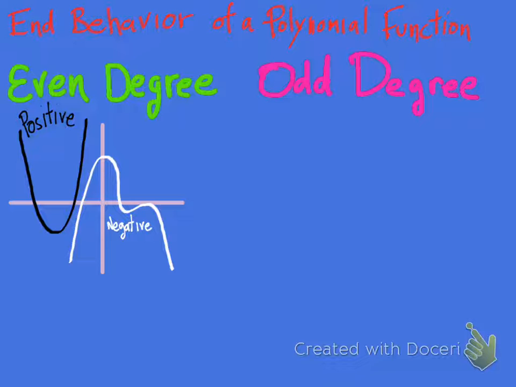Okay. By the way, you can determine whether it's positive or negative by the sign of the leading coefficient. Okay, that goes for all polynomials. So there you go. There's a picture of some even degree ones.